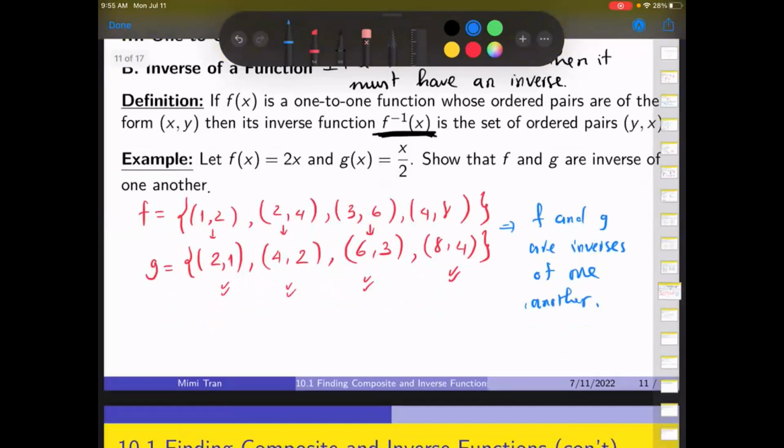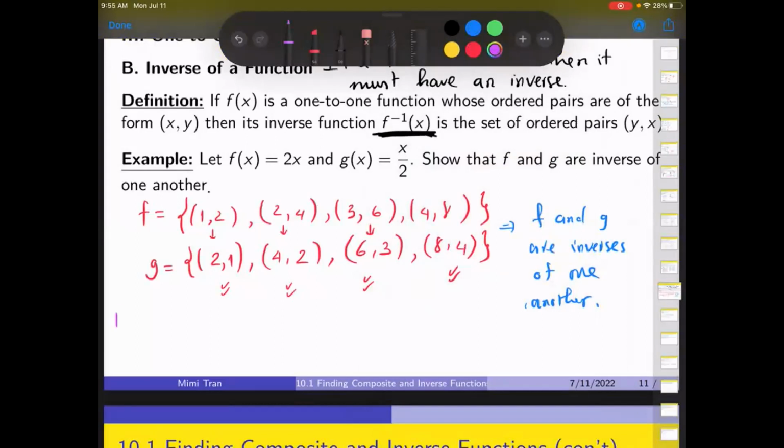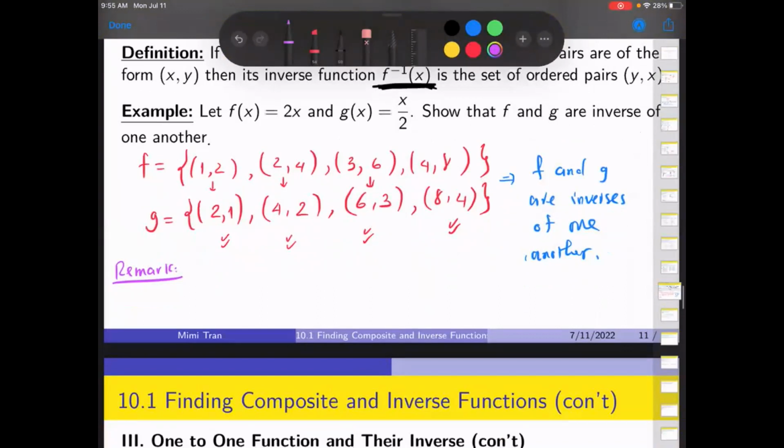So let me give you a little note here. Maybe I'll write in purple. Remark from the definition, up here so I have more space: the domain of f is equal to the range of g, and the domain of g is the range of f. They swap, right?